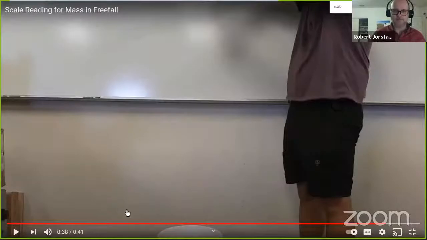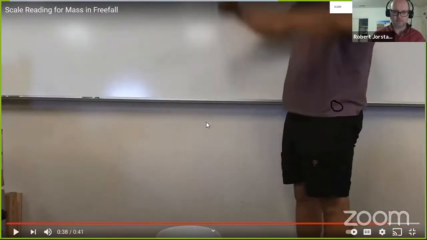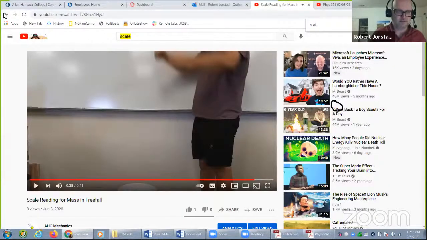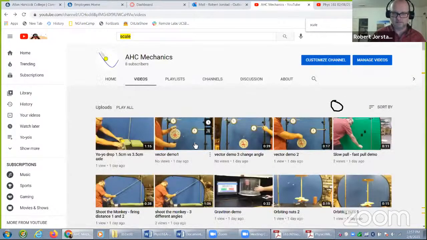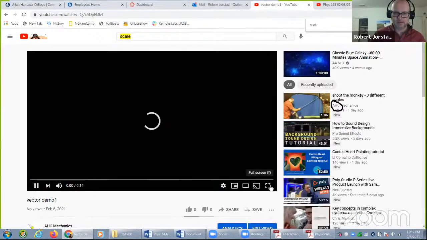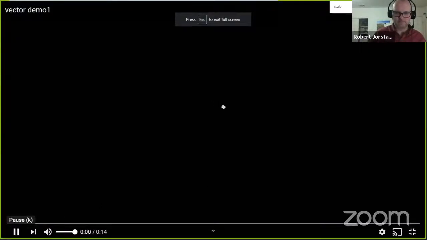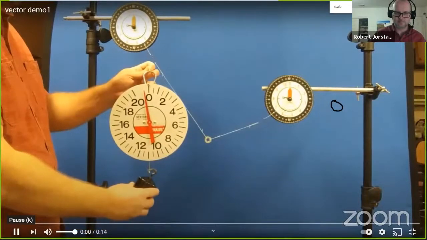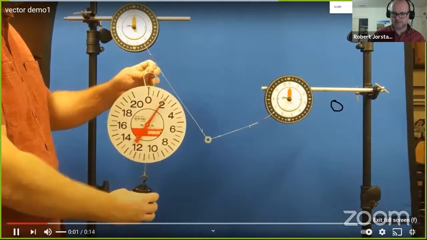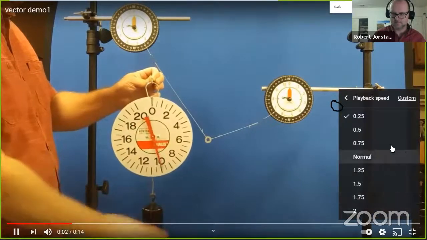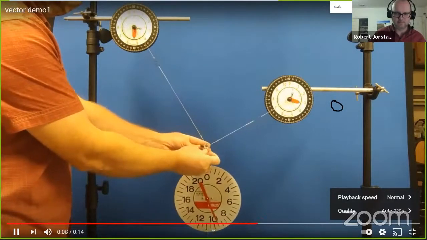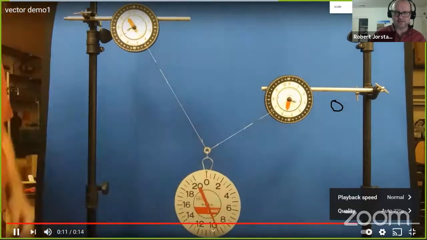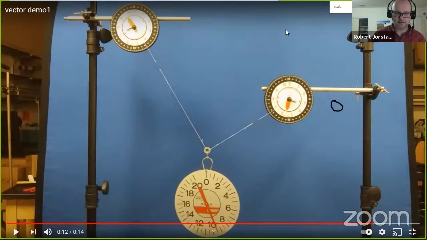So let's go to here and let's go back. I think it's, let's try this one here. This is supposed to be a video of what that looks like if it pops up. So I'm going to hang a mass on one of these scales. All right. And there's the washer right there. And notice this is exactly that problem.